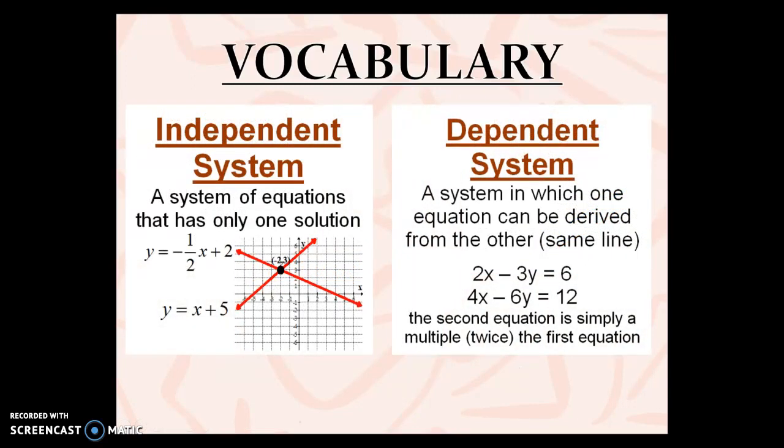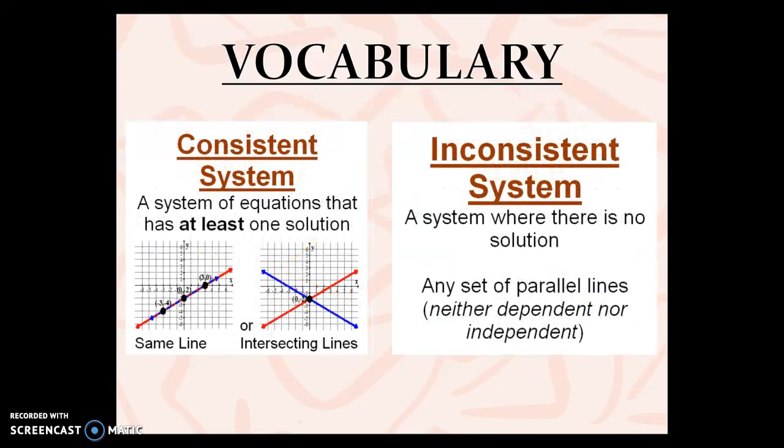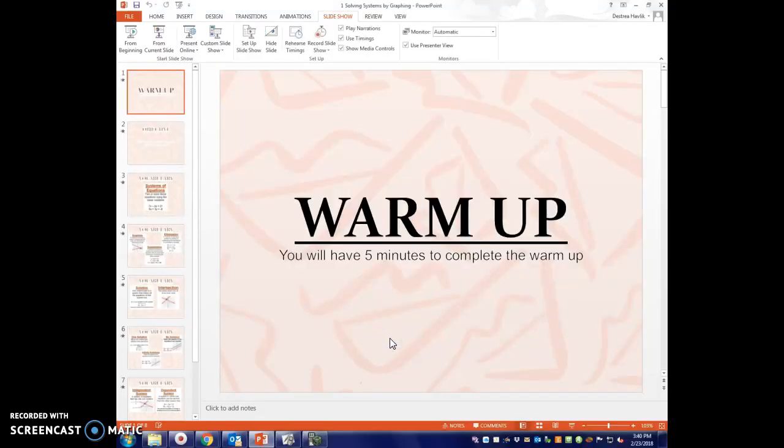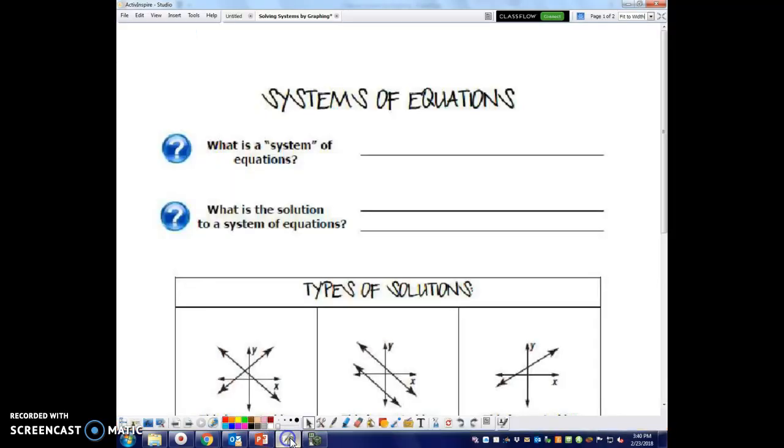Independent systems, okay, are a system of equations that has only one solution. Dependent systems are a system in which one equation can be derived from the other. So same line, okay? Consistent system: a system of equations that has at least one solution. So the infinite solution is also consistent. Inconsistent is when there is no solution. So it's a lot of new vocabulary. You'll learn it over time.